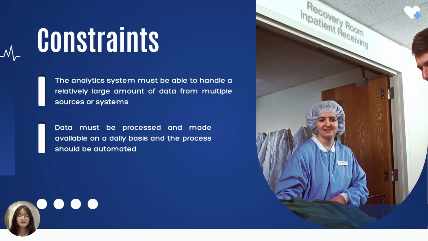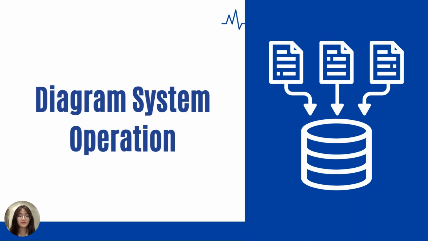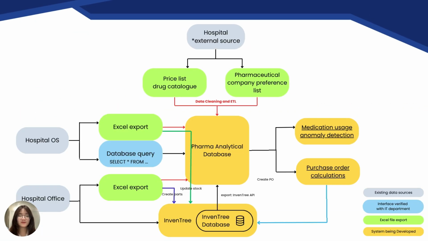And for the constraints, first, the system must handle a large amount of data from multiple sources, and second, the data processing should be automated and updated daily. And next is the system operation diagram. So I will briefly explain this.